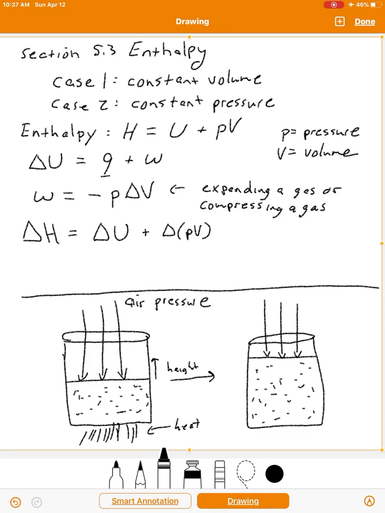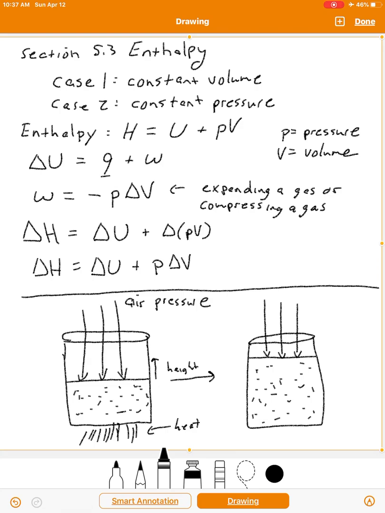Look at that picture down at the bottom again. See how the height is changing? So the volume of the gas is changing there. So for case 2, delta H would be delta U plus P delta V. So if the pressure can't change, it's a constant, but the volume can, then we would have a constant pressure times the change in volume.